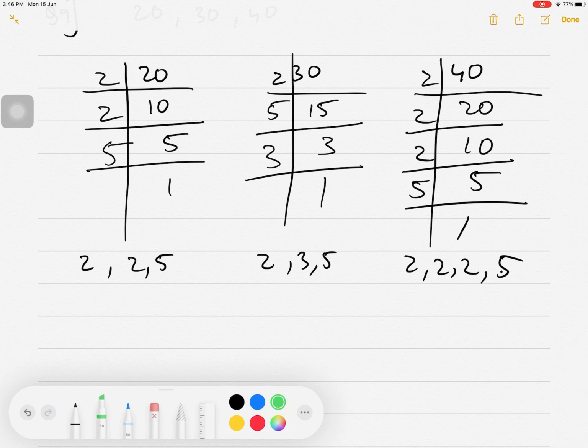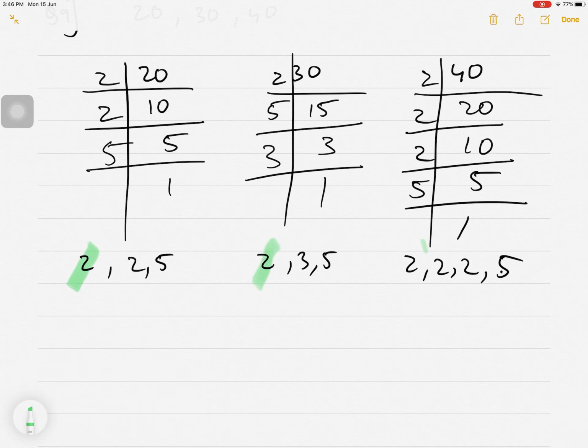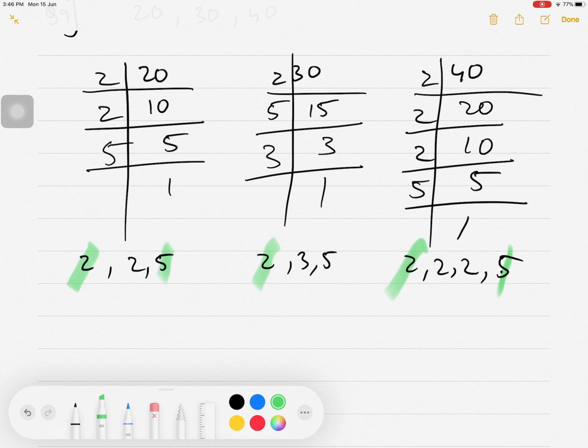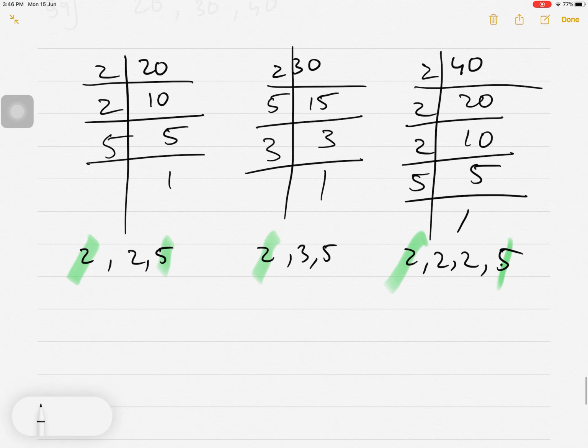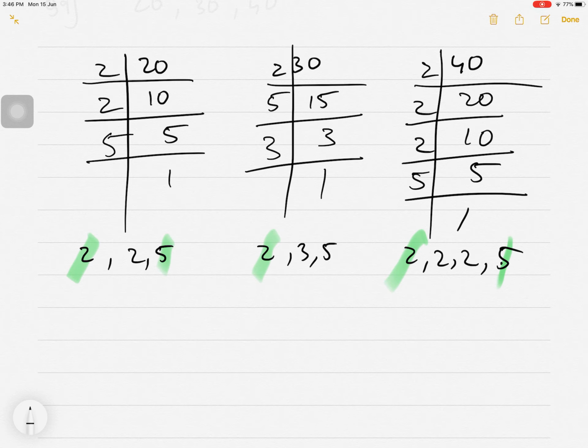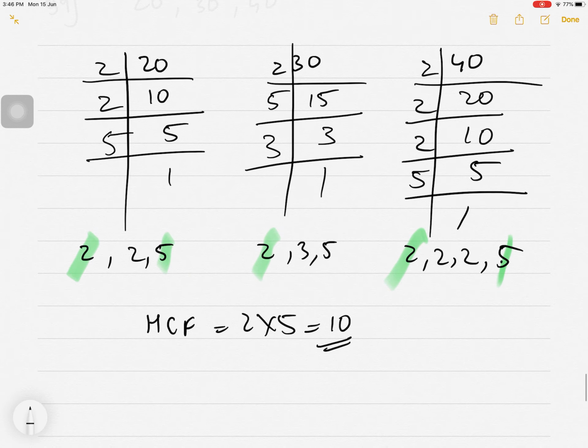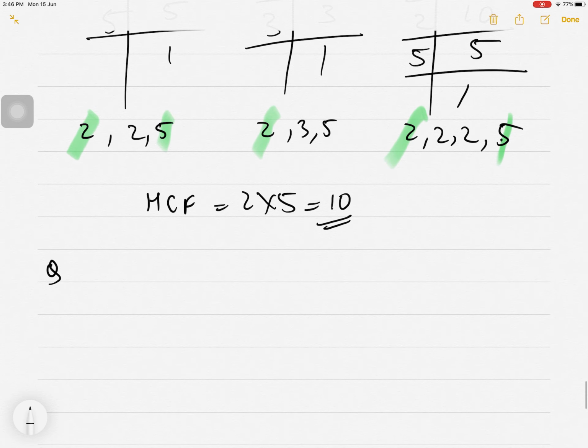So let us see which are the common factors common between all the three. 2 is common, right? And then 5 is common. That's it. So common has to be the common factors of all the three numbers. So 2 and 5. That means my highest common factor would be 2 into 5, which is 10. Okay. Let's solve the next question.